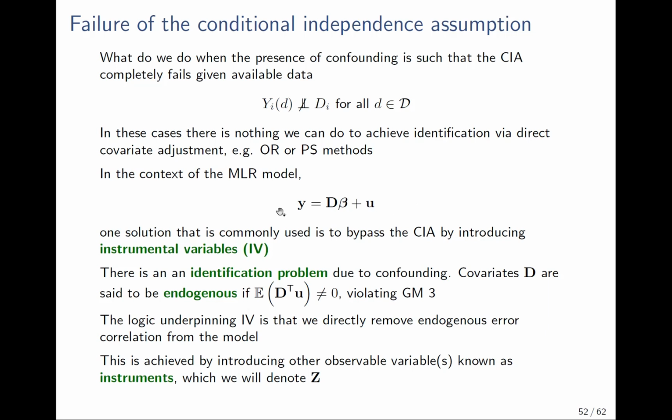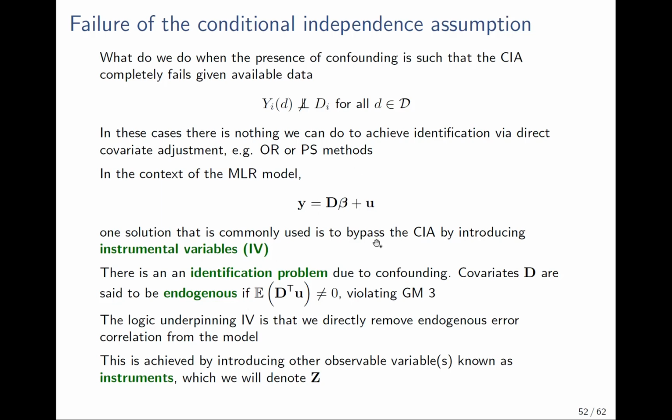And again, we're going to use bold notation just to keep things consistent with our work on the linear model previously. We want to estimate parameter vector beta, but the conditional independence assumption has failed due to omitted variable bias. And so in order to do something about that, we're going to use instrumental variables.